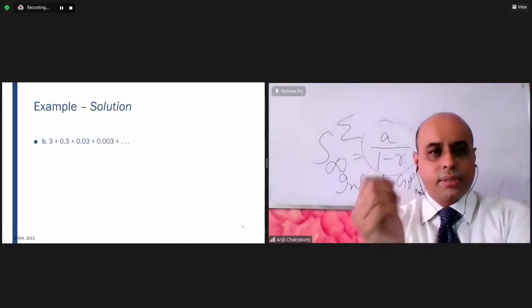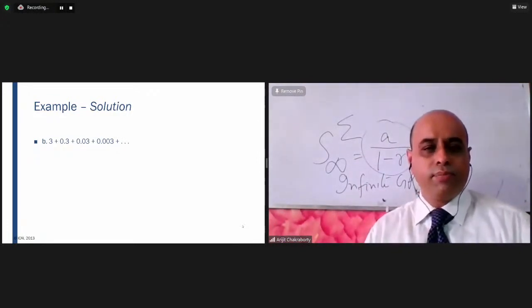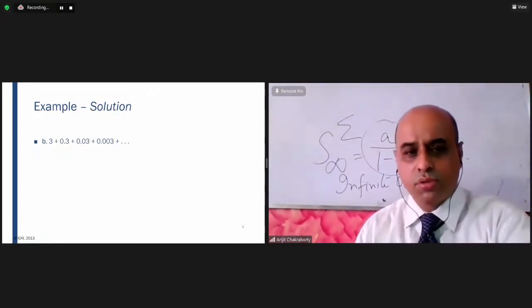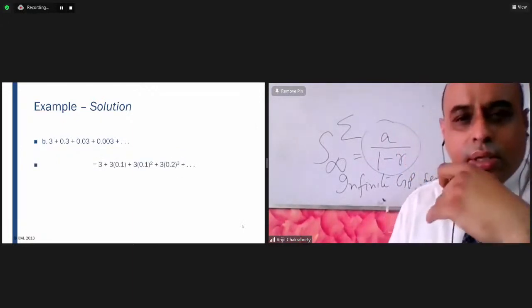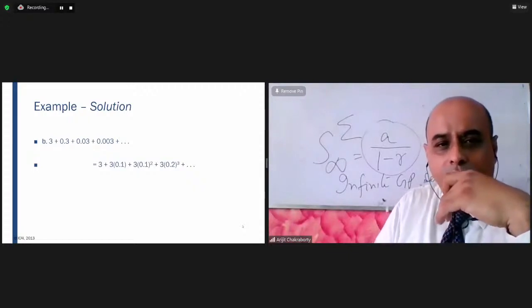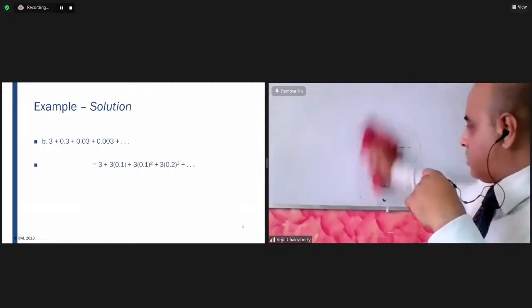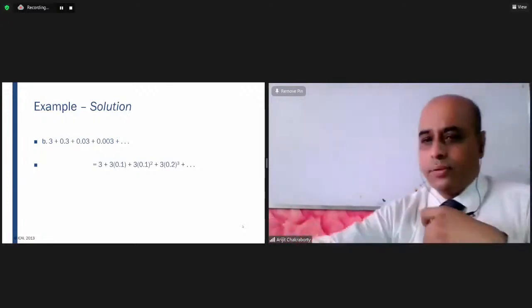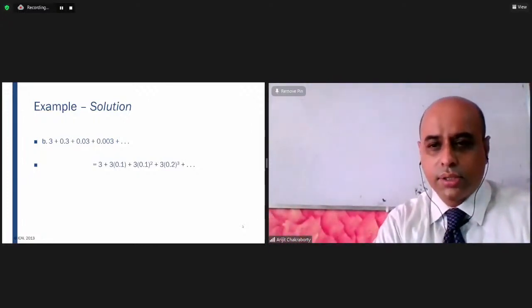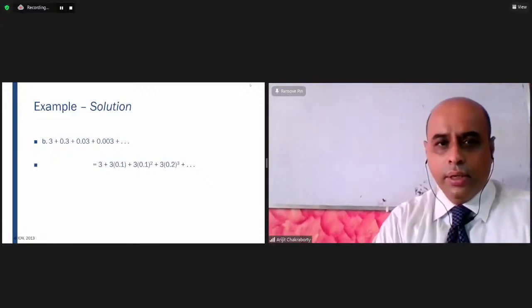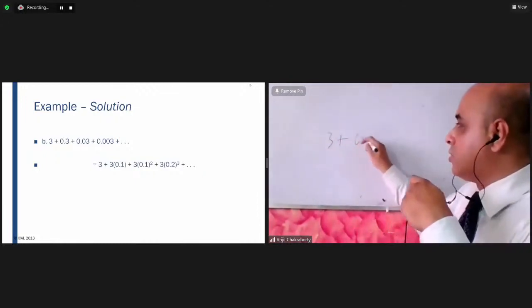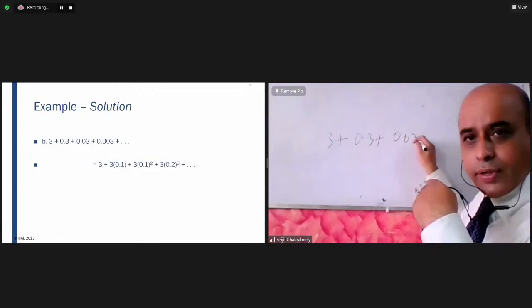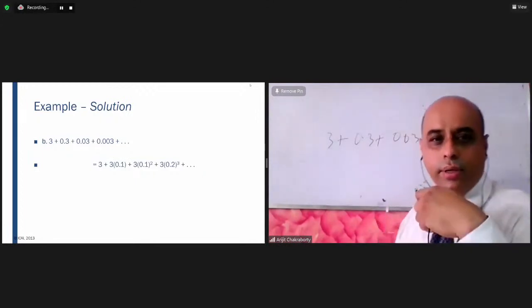Okay, so let us take this example, 3 plus 0.3 plus 0.03, and it goes on. It's just like an infinite series. So what we do is we can easily check the common ratio, and let us try and solve this. We can have a look at the common ratio computation, and then we will try to solve it. Now the question is 3 plus 0.3 plus 0.03 plus 0.003, and so on.